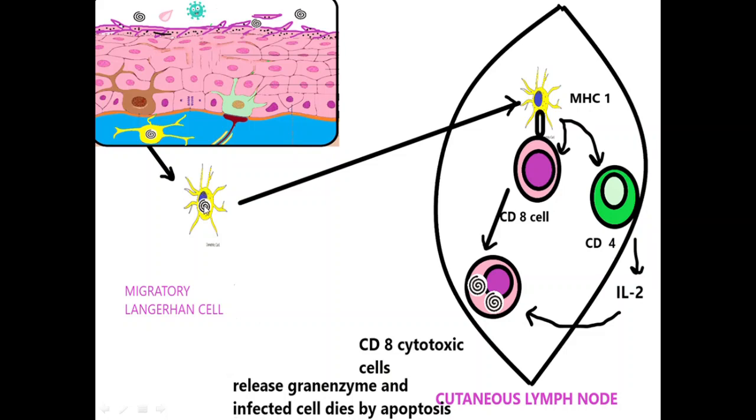It's being internalized by the Langerhans cell and once it has internalized the pathogen, it will move from the epithelium to the underlying connective tissue and then to the cutaneous lymph node. In the cutaneous lymph node, with the help of toll-like receptor, it will activate CD8 cell and CD4 cell, which leads to the production of CD8 cytotoxic T cells, and hence these cytotoxic T cells can control the inflammation produced by the pathogen.